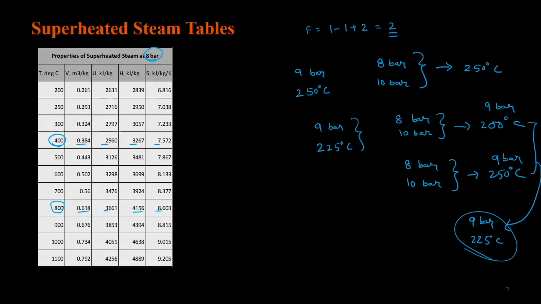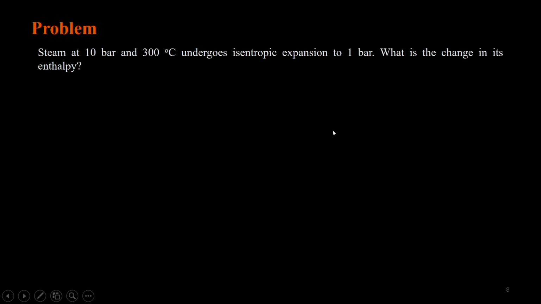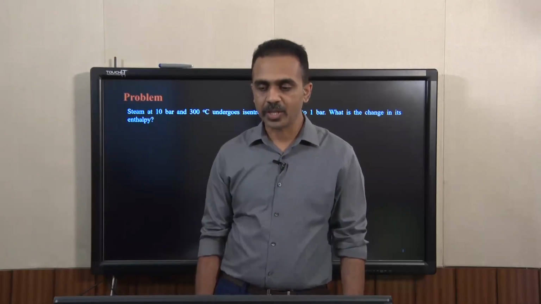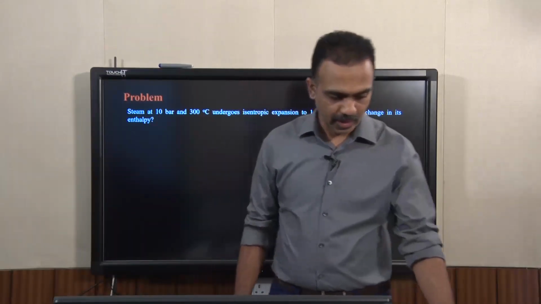Depending on how closely these values are spaced, the accuracy is going to increase, of course. So that's how we're going to use these tables. What we'll do next is quickly solve one problem based on these tables. I have steam at 10 bar and 300 degrees centigrade. It undergoes isentropic expansion to 1 bar. The question is, what is the change in its enthalpy during this process, right?